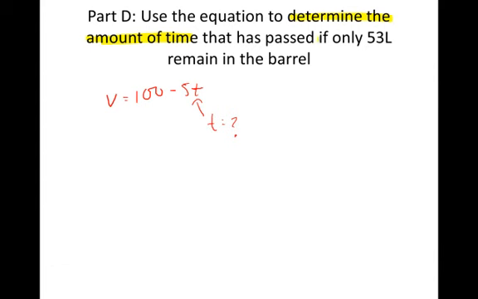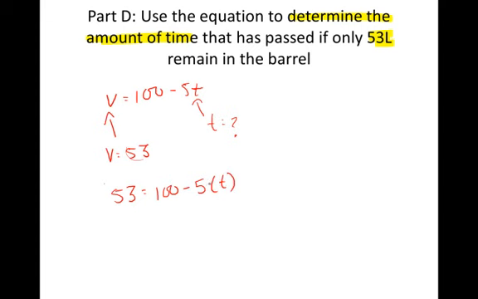Now it also says here that has passed if only 53 liters. So 53 is the volume, it's an amount. So I know that this value of V is going to be 53, and I have to determine T. So I'm going to plug this 53 into this formula and solve for T. So I'm going to have 53 equals 100 minus 5, and we don't know what t is.